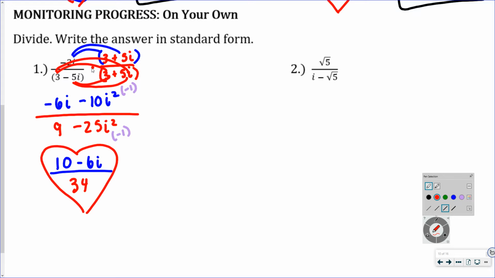Okay, I said draw a little heart around this, so you remember to break it up to write this in standard form. 10 over 34, 5/17. And minus 3/17 i.